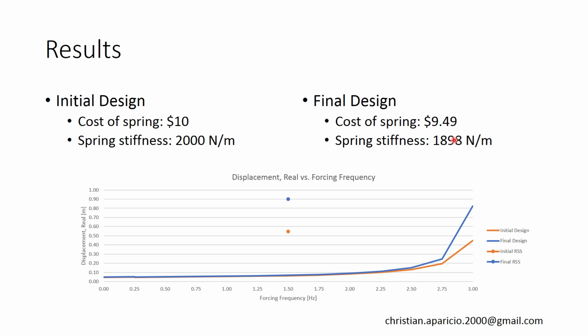The new spring stiffness is 1,898 newtons per meter, and the new objective, or new cost of the spring, is actually about 51 cents less than it once was. And so that's basically how you constrain the RSS value.